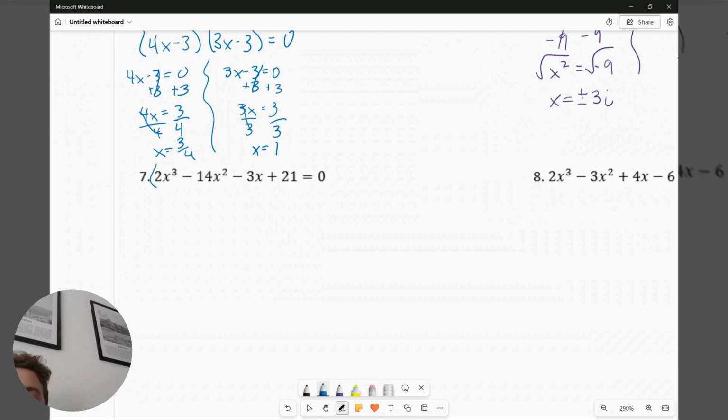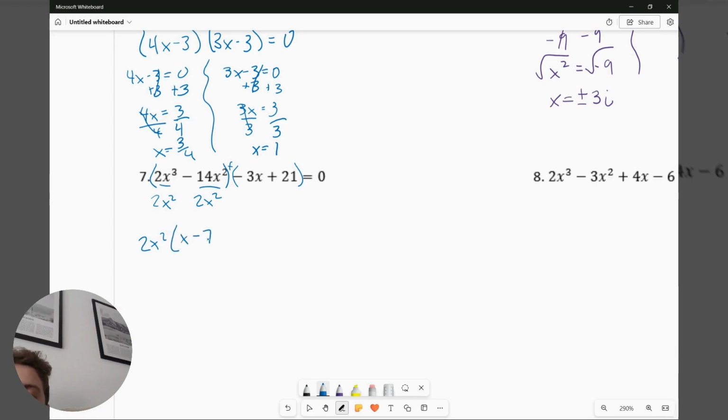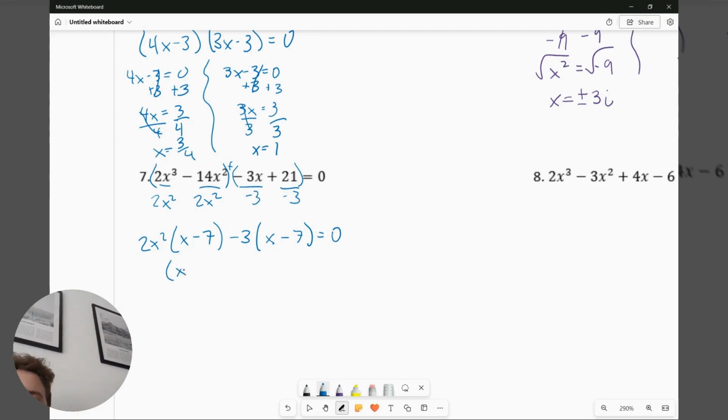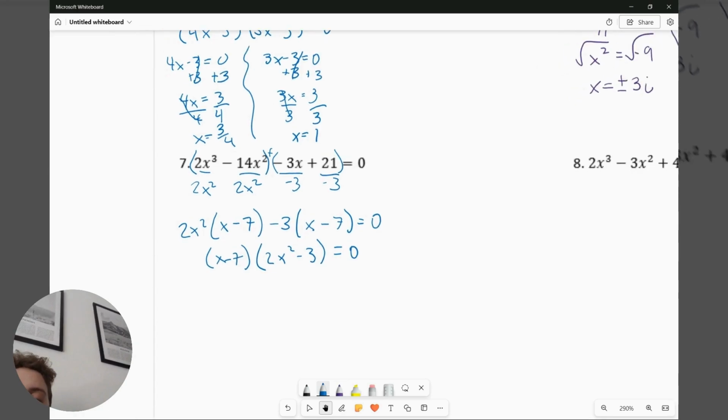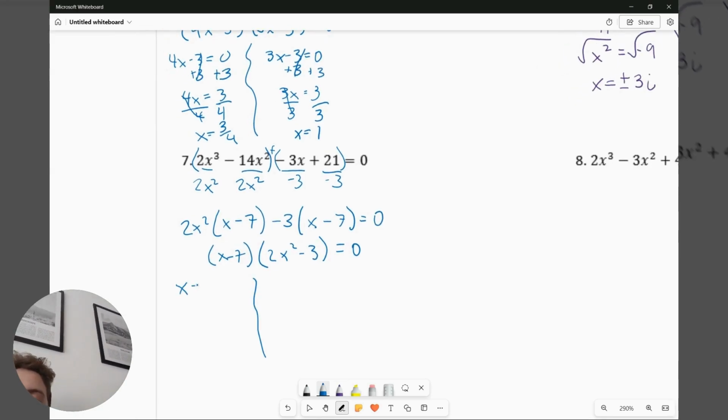Go through your factoring. These are 4 terms. Go straight to your groups. Divide out your GCFs. Again, if the first value in your parentheses is negative, go ahead and divide it out as well. Once your parentheses match, create your 2 factors. And then you can create your 2 equations where they are both equal to 0. And you can go through your solving process.